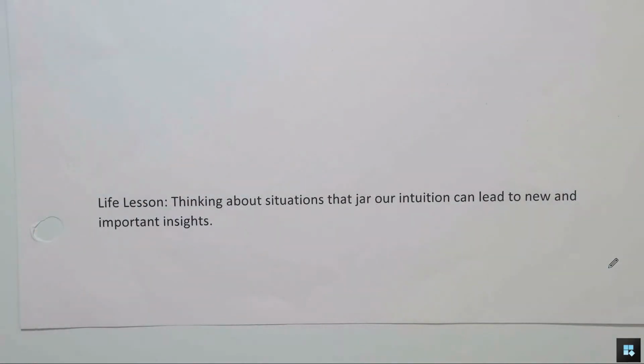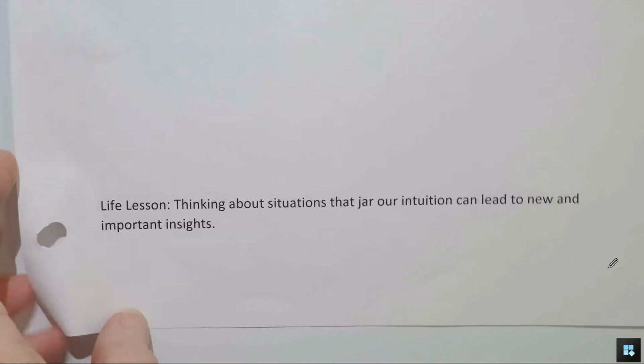Our work in section 8.1 then was just to think about situations that jar our intuition and can lead to new and important insights. That they jar your intuition is what hopefully makes you think about probability more closely and how it is working. Let's go to 8.2 and look some more at probability.